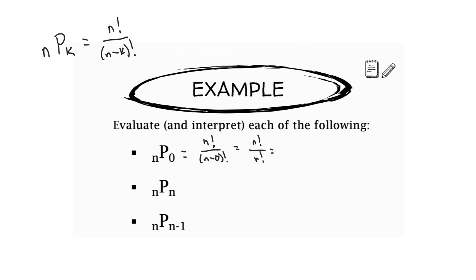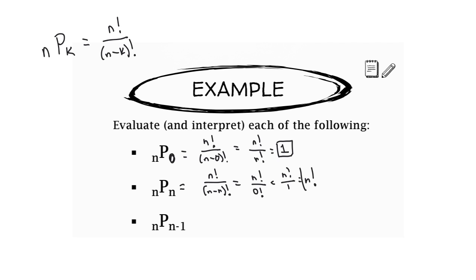And anything divided by itself is equal to 1, provided that thing is not 0. And so what we're saying is no matter the n, if you don't select anything, then there's nothing to arrange, and then there's only one way to do the arranging. For the second one, nPn, we have n factorial over the difference factorial, and this time, of course, the difference makes 0. But not just 0, it's 0 factorial, which we defined in the earlier video as 1. So n factorial divided by 1 is just n factorial.